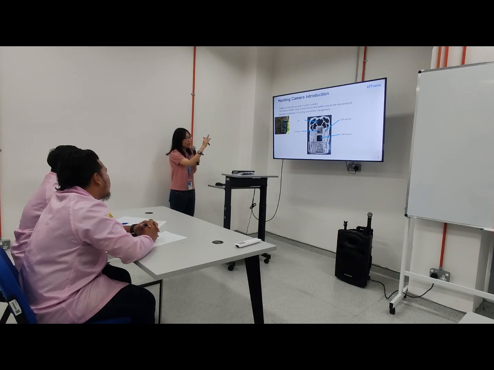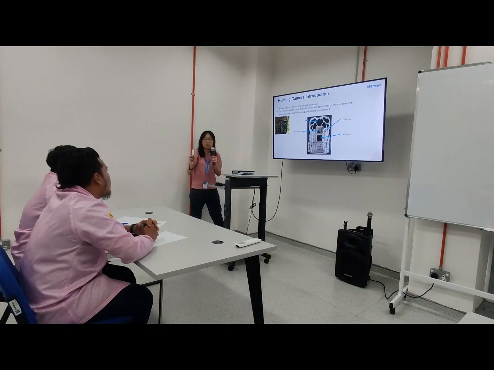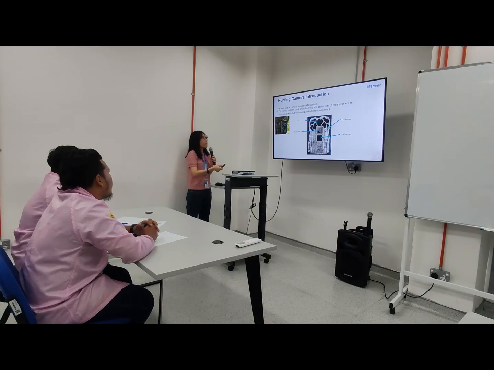Okay, this is one of the examples of hunting camera that you will see that we have run this product. First, they have a camera, and then we have the CDS sensor, and then we have the PIR sensor, and also the IR. Okay, this is an example photo whereby this hunting camera will be hung on a tree and then to monitor the wildlife.